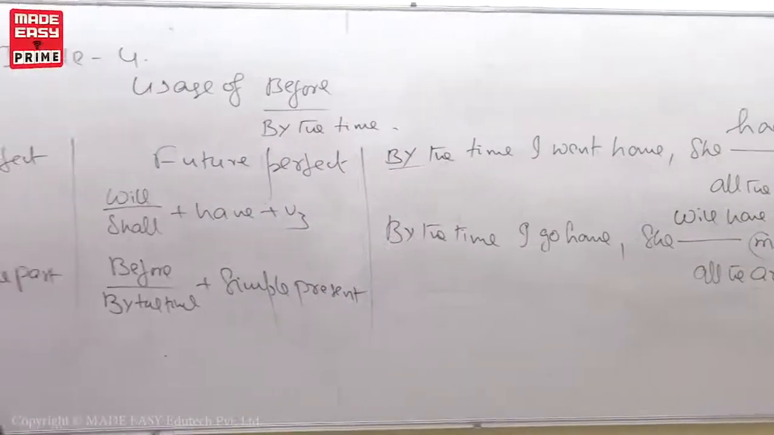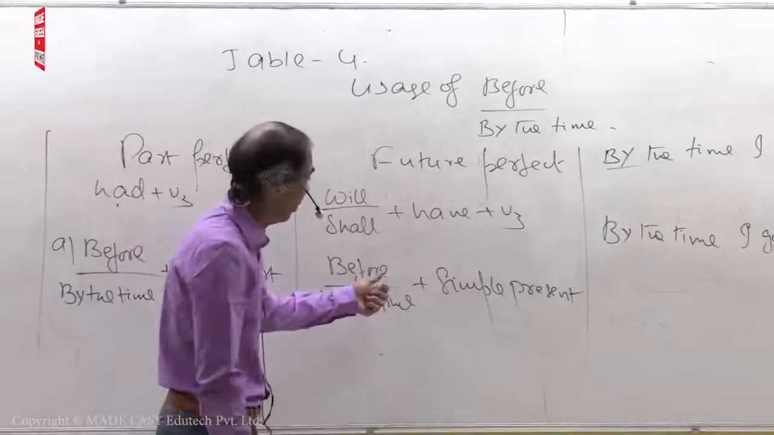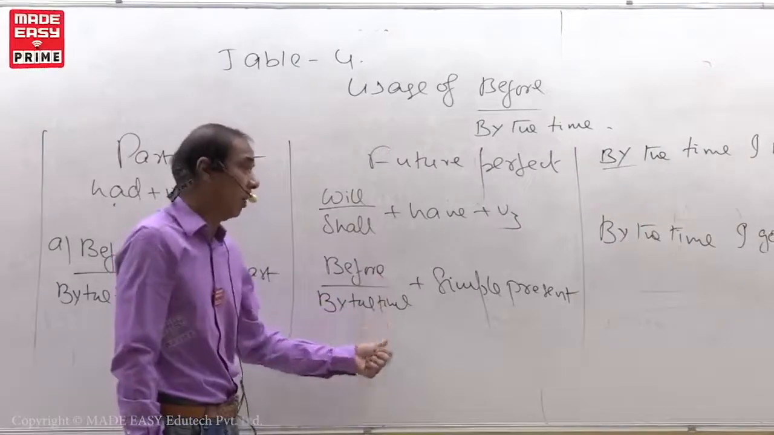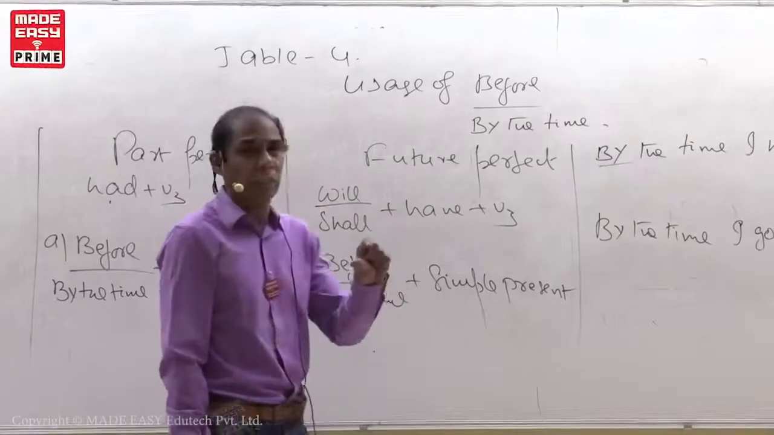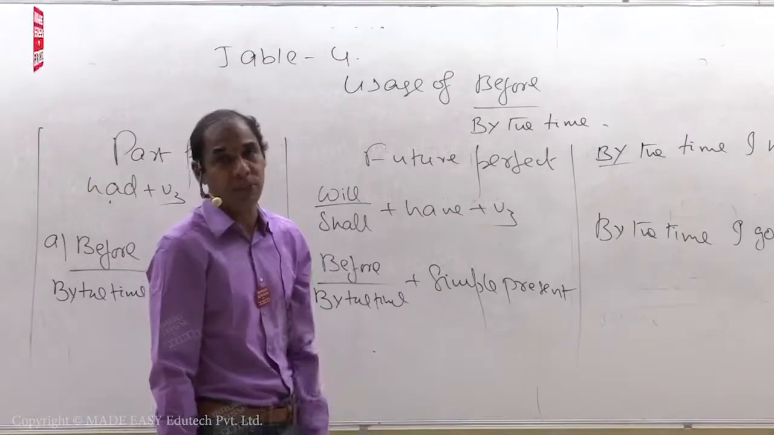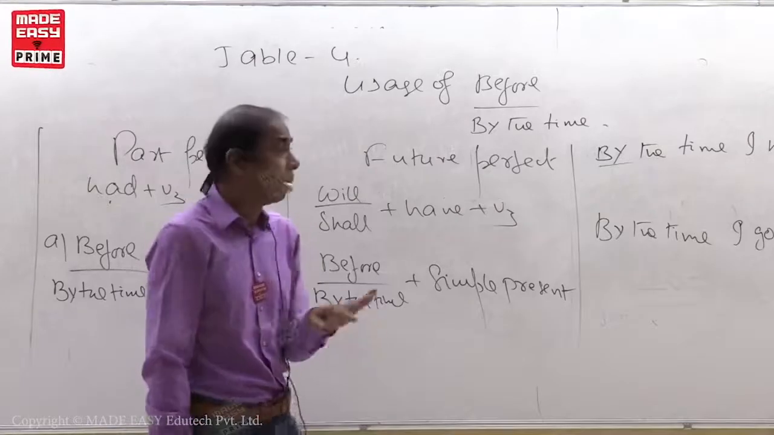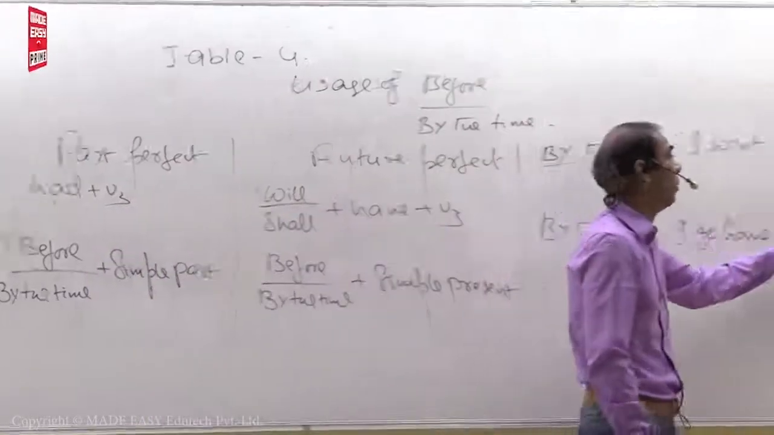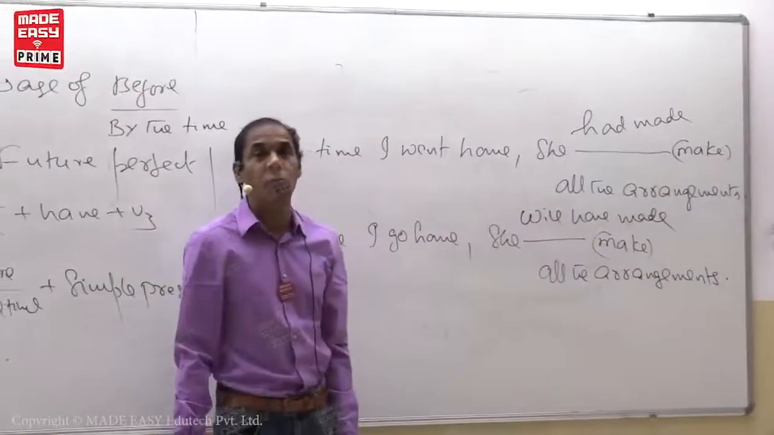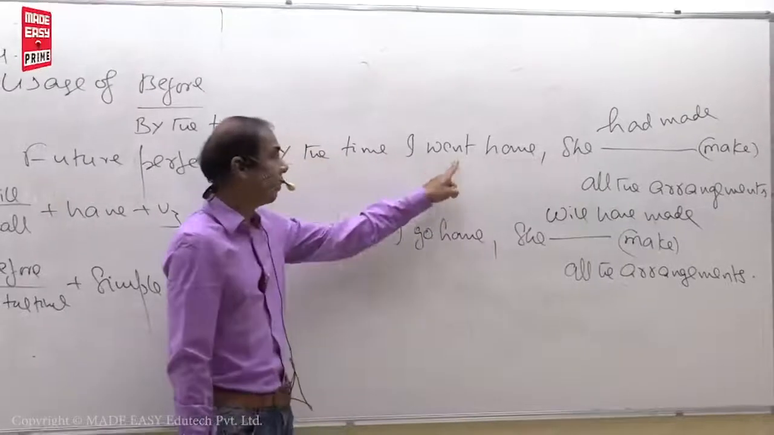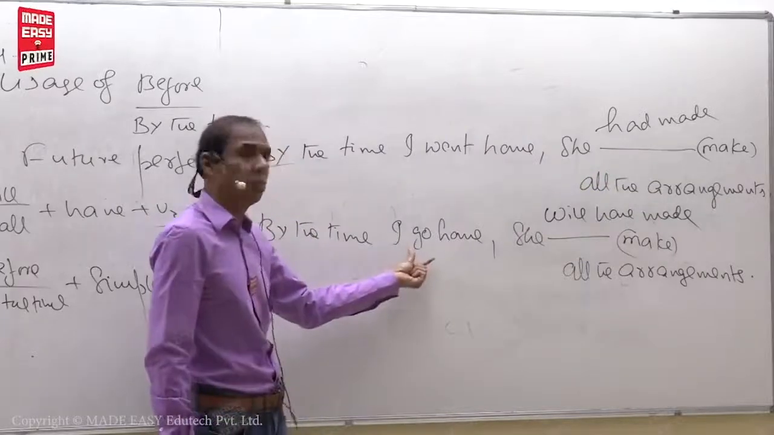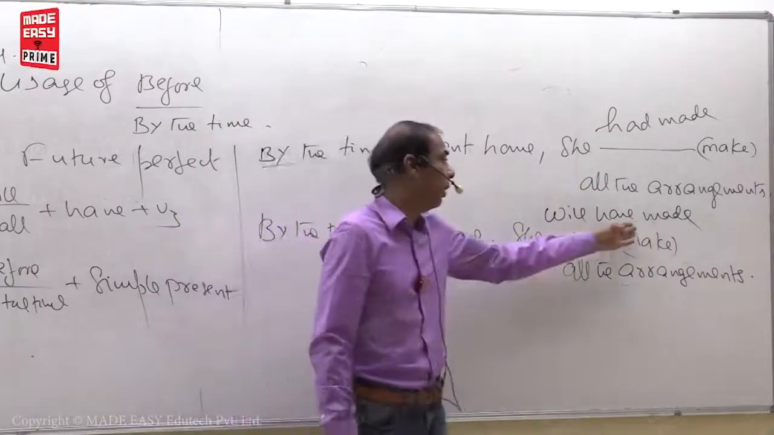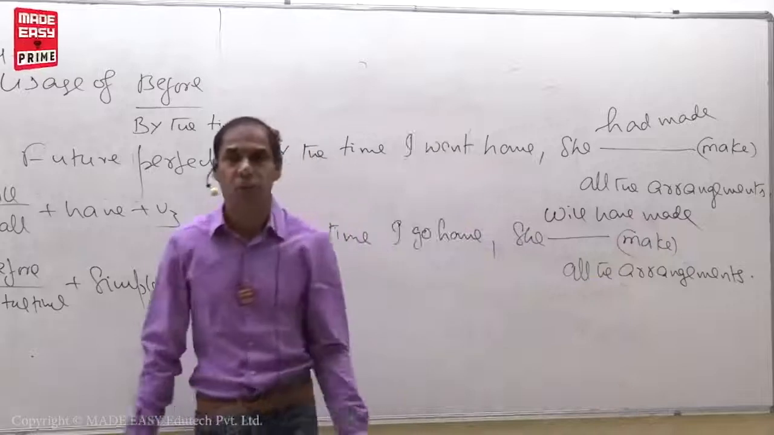If you find before or by the time in a sentence, observe: these two are connected with which tense? Depending on the connection of the tense, you have to complete the second part of this sentence. If these two are connected with past tense, the second must be past perfect. If these two are connected with simple present, the second must be future perfect. That's it. 4 tables, that's all.